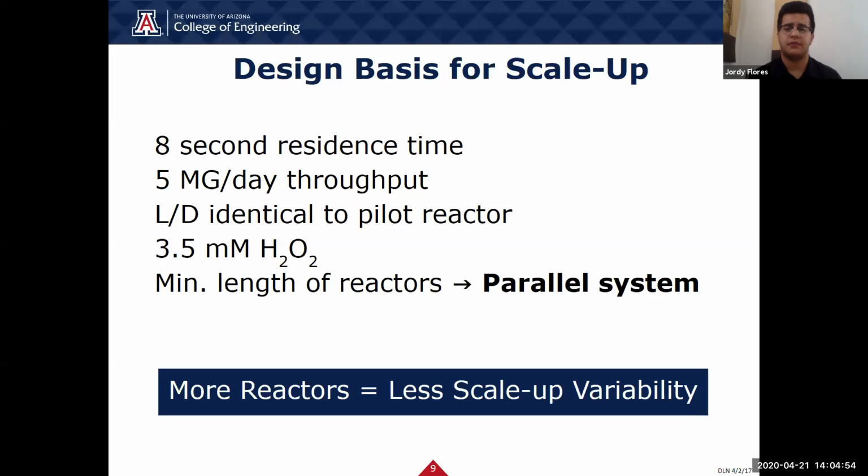The design basis for our scale-up, based on everything we said before, uses that 8-second residence time to compensate for the 5 million gallons per day throughput. Our length to diameter ratio in the scale-up is identical to our pilot reactor, and we will use 3.5 millimolar hydrogen peroxide concentration. The overall parallel system will minimize the length of the reactors. So more reactors will equal less scale-up variability.